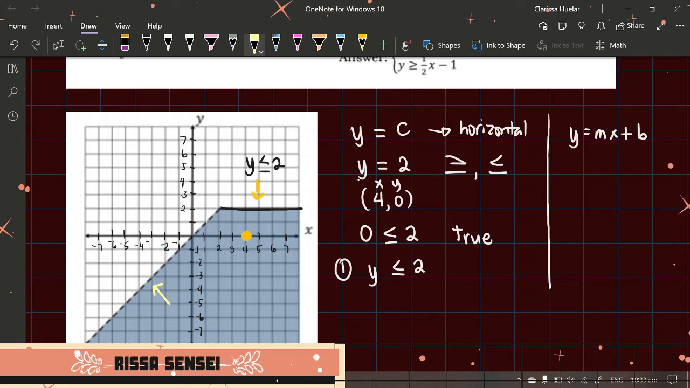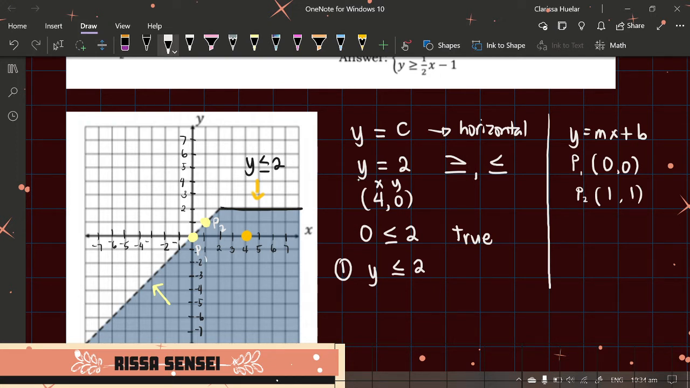Halimbawa, ito, nasa mismong line siya. Tapos, ito na lang, madali, 0, 0. So, we have 2 points here. First point, point 1 natin ay 0, 0. So, this is P1. Tapos, ito yung P2 natin. Second point is 1, 1. Yan.